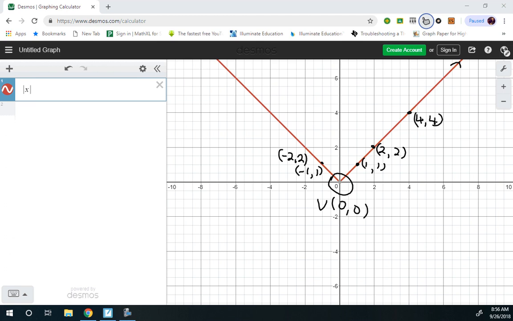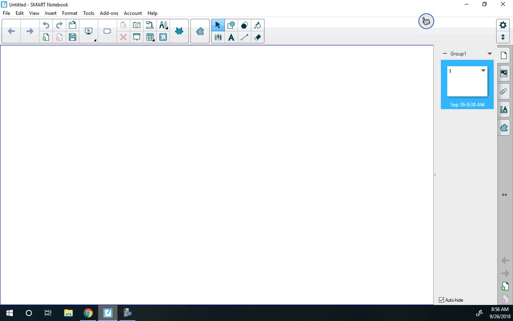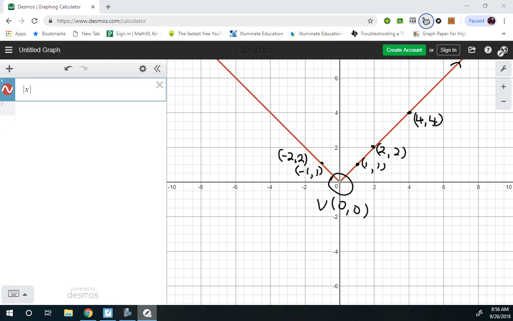I'm going to take a picture of that and paste it into these notes. My computer with this casting thing, it's taken me some time to get used to.